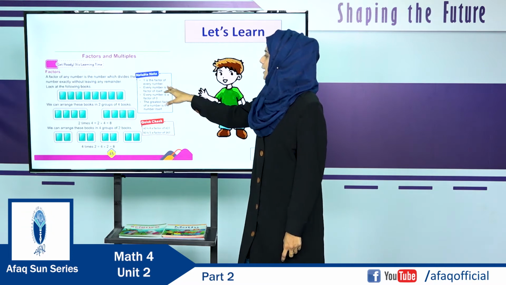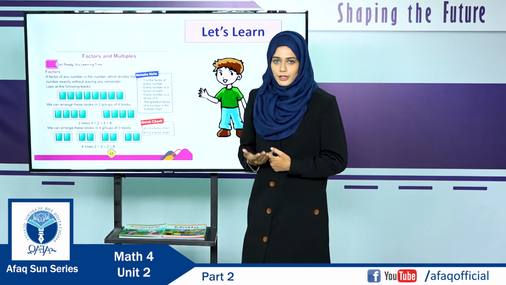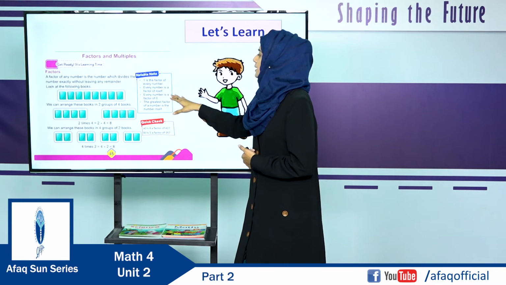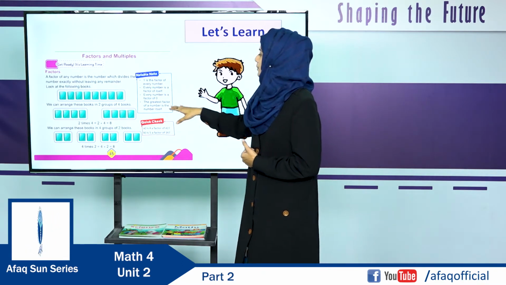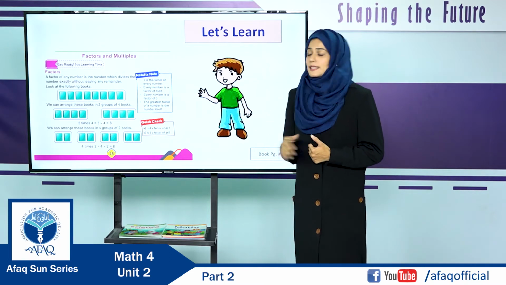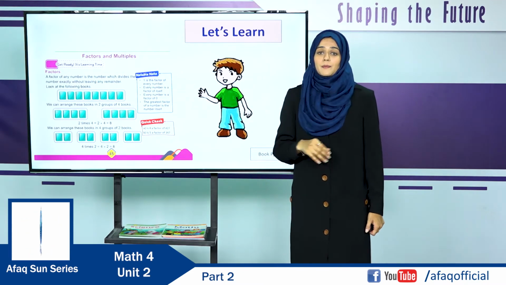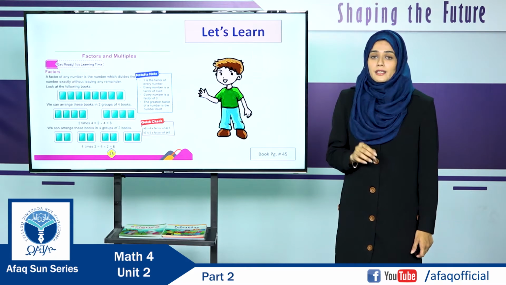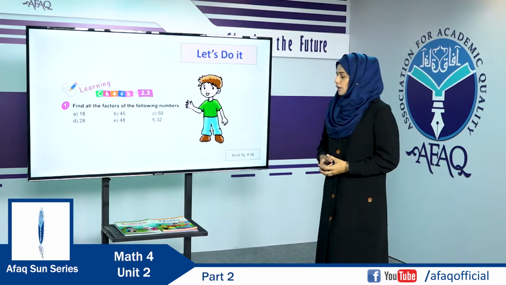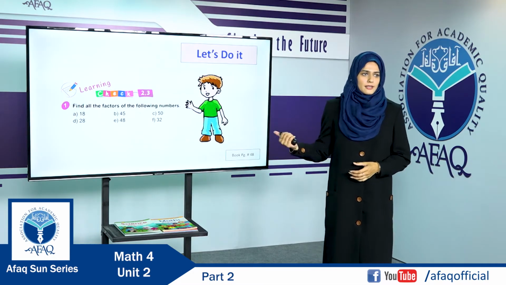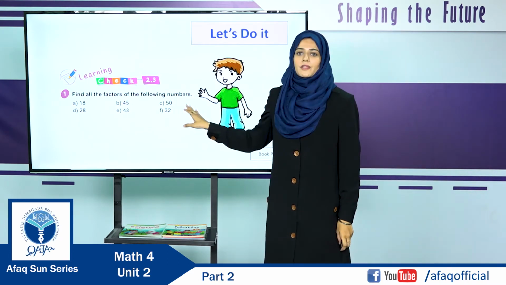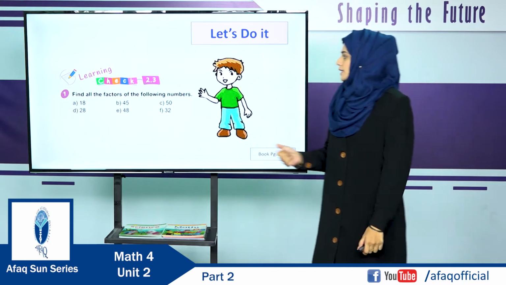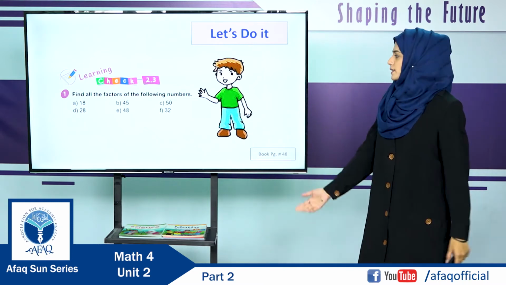And some important notes are here. 1 is a factor of every number. Every number is a factor of itself. Every number is a factor of 0. And the greatest factor of a number is the number itself. These are very important points. Keep them in mind when you are doing factor and multiple questions. On page number 48, there is an exercise about the factors. You have to find the factors of the following numbers. Solve this question in the presence of your parents and teacher.